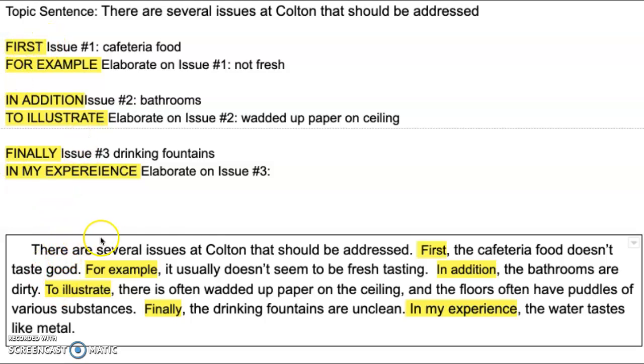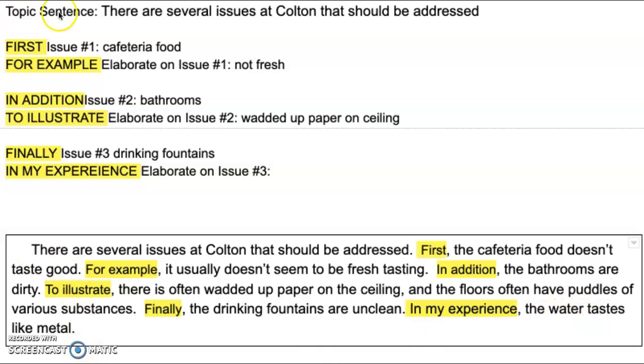This is the topic sentence: there are several issues at Colton that should be addressed. Now, to introduce my first big idea, I start with first, the cafeteria food doesn't taste good. And now I'm going to introduce the evidence by saying, for example, it usually doesn't seem to be fresh tasting. To transition to my next big idea, I say, in addition, the bathrooms are dirty. To illustrate, there's often wadded up paper on the ceiling and the floors often have puddles and various substances. And finally, the drinking fountains are unclean. In my experience, the water tastes like metal.